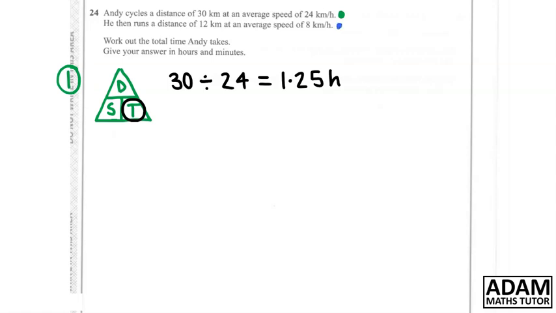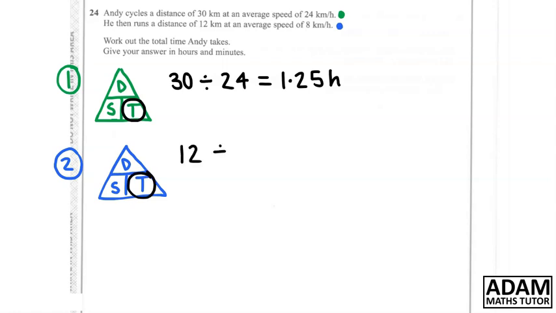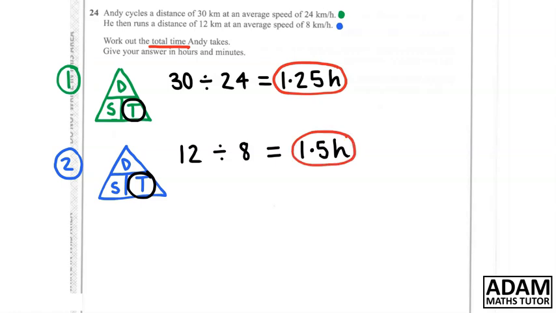Next, I can move on to when he was running. So using the same principles, speed would be equal to distance divided by time. And again, I'm working out the time here, which would be the distance, 12, divided by the speed, 8, which is 1.5 hours. So the total time would be adding these two together. So 1.25 hours plus 1.5 hours is a total of 2.75 hours.